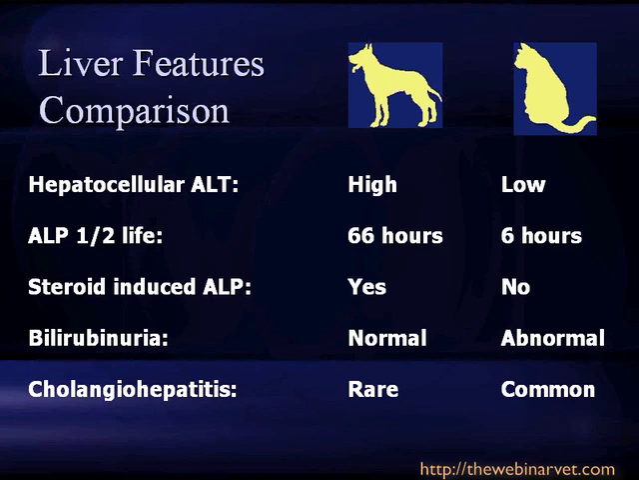Just a couple of different aspects, not specific relating to enzymes, but in dogs it's normal for them to have a mild degree of bilirubinuria. I'm sure you've all seen that in concentrated canine urine. 1+, 2+ is not of any diagnostic significance. In cats, bilirubinuria is always abnormal. It's not a normal finding at all.